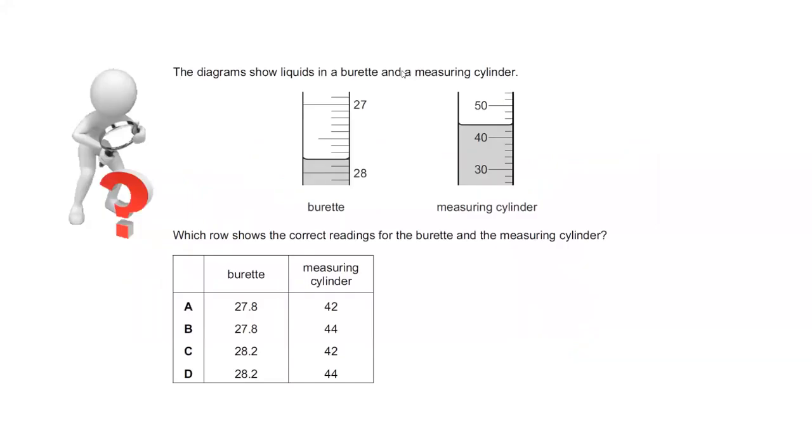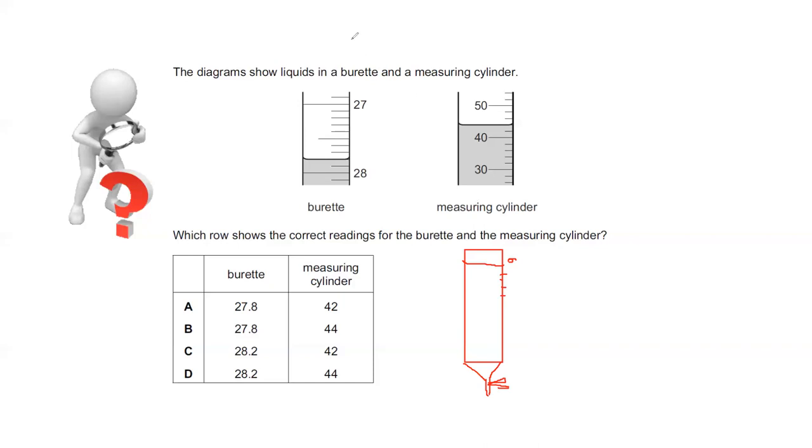Now, how do we read a burette and how do we read a measuring cylinder? For a burette volume, the readings start from the top. Why do the readings start from the top? The reason is, for example, if this is a burette and there's a tap at the bottom, 0 is written at the top and then 0.1, 0.2, 0.3, and so on.